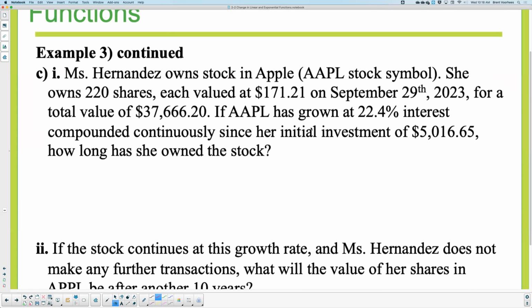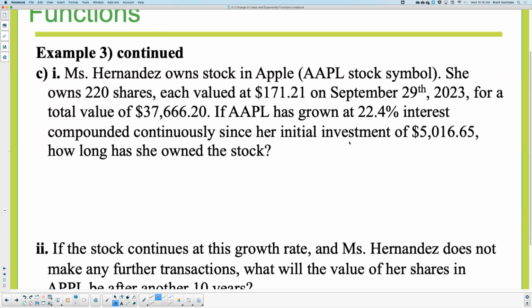She owns 220 shares, each valued at $171.21 on September 29th, 2023. You can tell when I was making this lesson. For a total value of $37,666.20. If Apple has grown at 22.4% interest rate compounded continuously since her initial investment of this amount, how long has she owned the stock? Again, these are accurate numbers. When you find this out, you're going to find out the exact accurate number.